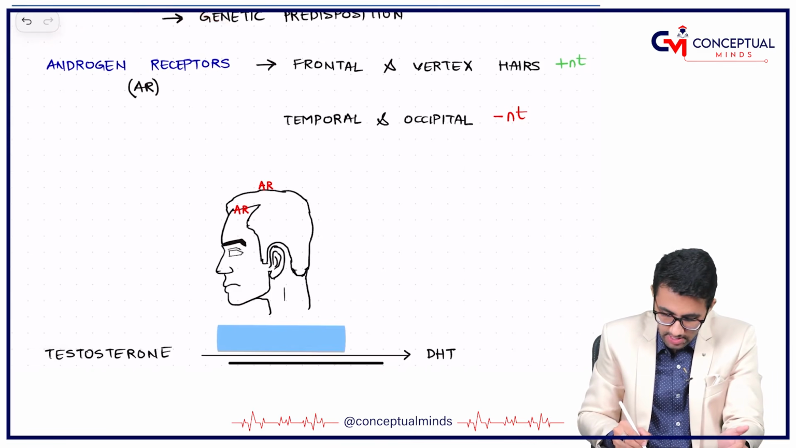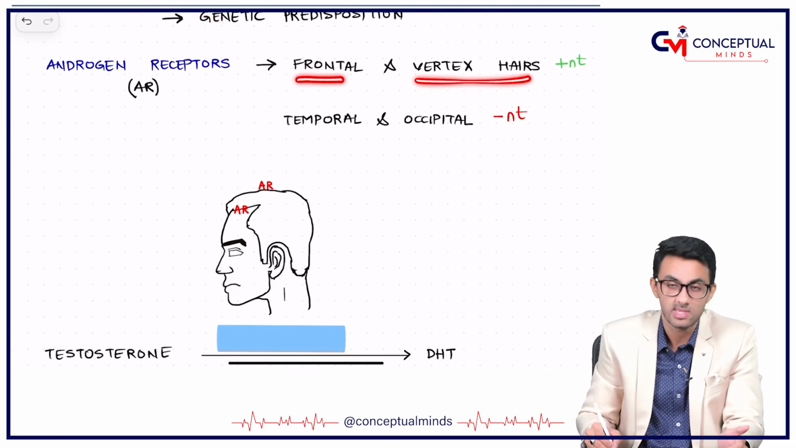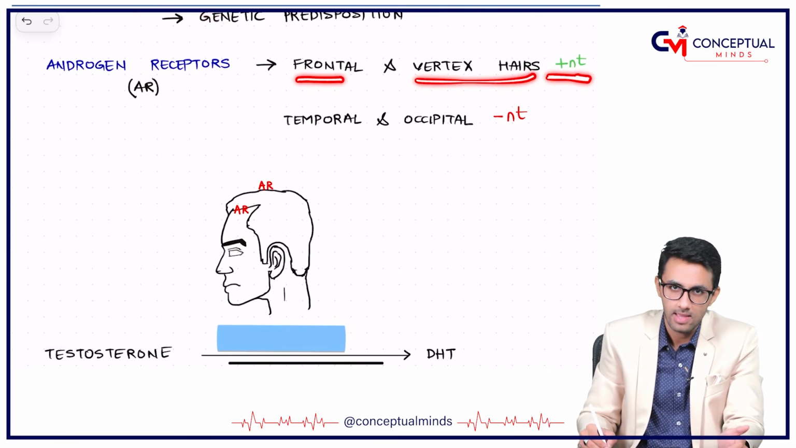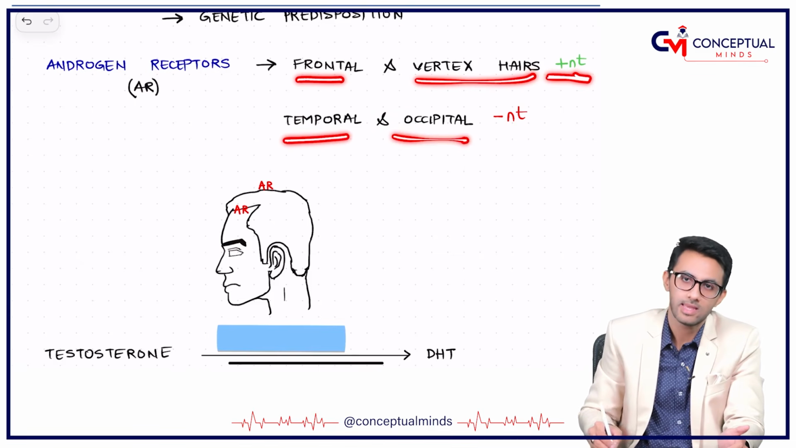Androgenic receptors. So where are these androgenic receptors? They are present in the frontal and the vertex area. And these androgenic receptors are absent in the temporal and the occiput area. They are absent.